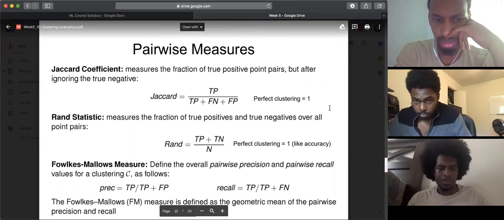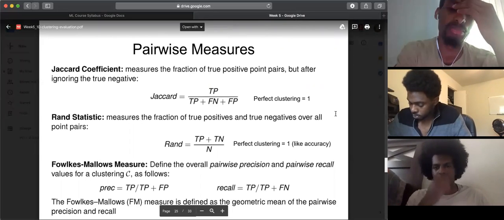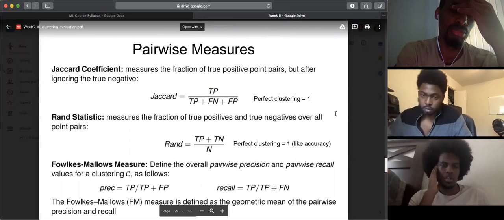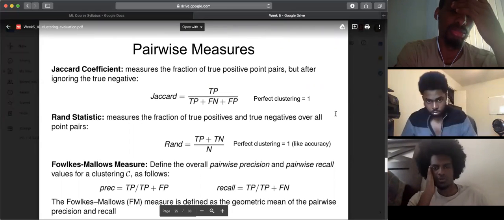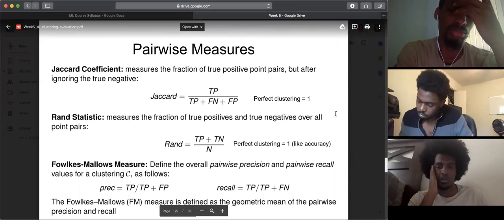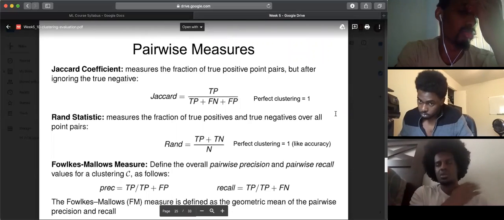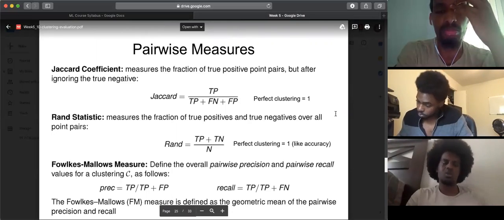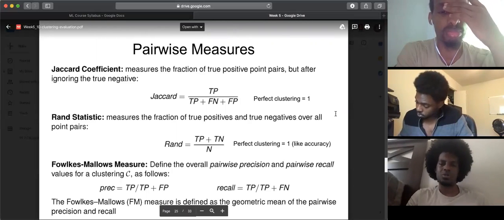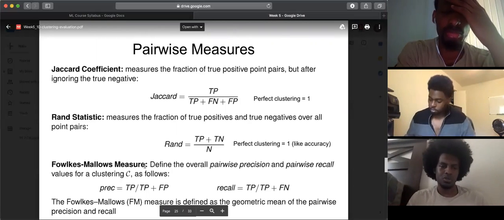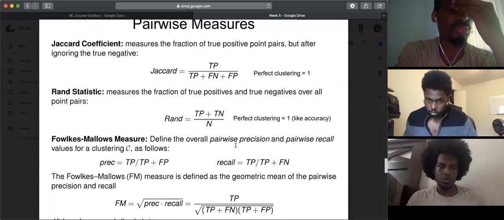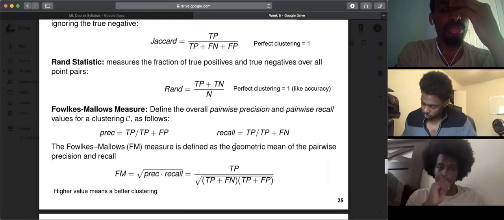At least from my limited experience, I haven't heard of anyone needing to use any of these measures. Depending on your use case, you'll usually calculate the F-score for your clustering algorithms, or you look specifically for accuracy. The things I've seen the most in use have been F-scores, accuracy, recall, and precision numbers, and not so much any of these additional ones. Okay. Yeah.